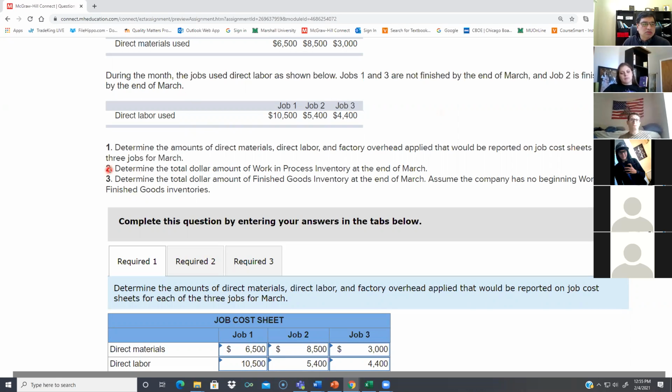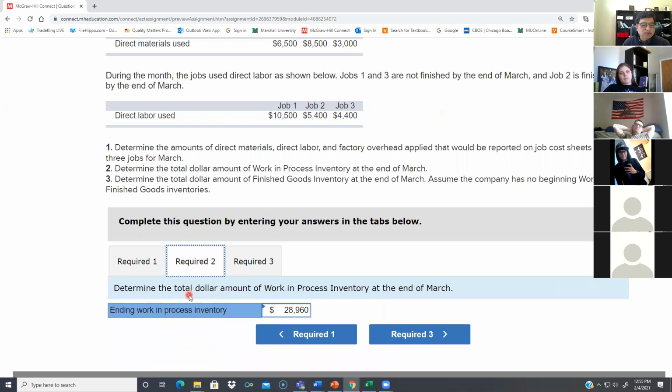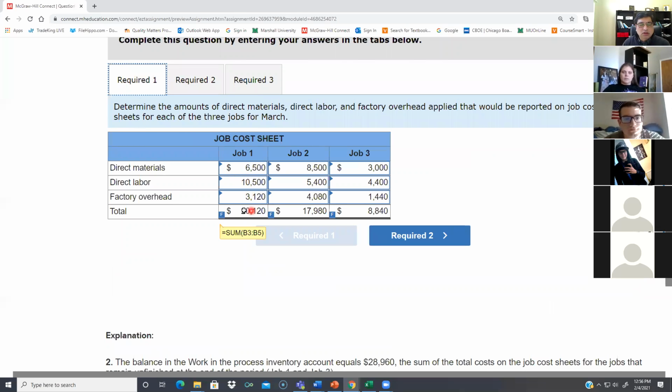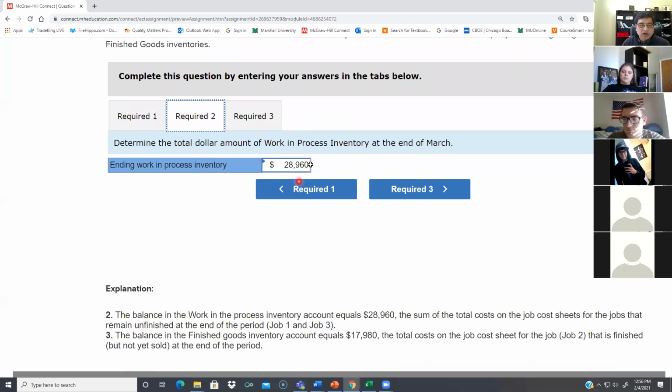So question number 2, determine the total amount of work in process inventory at the end of March. We already answered that question. That is the sum of the total cost on the job cost sheet for the jobs that remain unfinished, job 1 and job 3. Right? We already did that. 20,000 plus 80. That's it. That's what it's asking you.